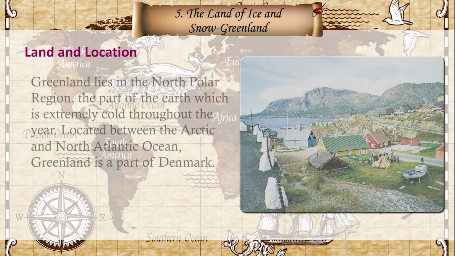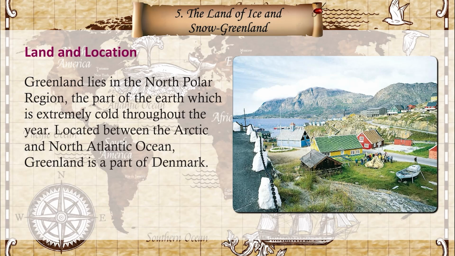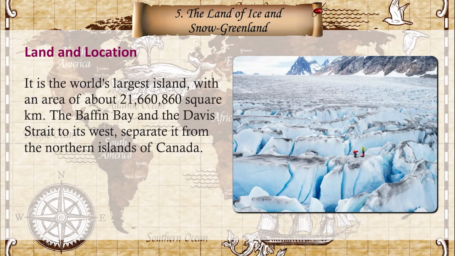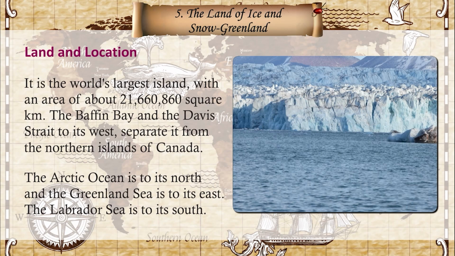Land and location. Greenland lies in the North Polar region, the part of the Earth which is extremely cold throughout the year. Located between the Arctic and North Atlantic Ocean, Greenland is a part of Denmark. It is the world's largest island, with an area of about 21,660,860 square km. The Baffin Bay and the Davis Strait to its west separate it from the northern islands of Canada. The Arctic Ocean is to its north and the Greenland Sea is to its east. The Labrador Sea is to its south.